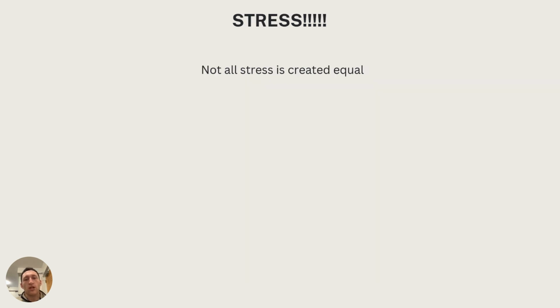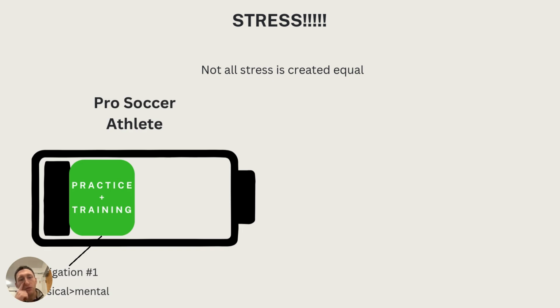But let's talk about stress and to understand that not all stress is created equal. Let's take an example of a pro soccer athlete. Obligation number one for them is going to be their practice and training. That's why they're there. They're there to enhance their skill. That's their day job. That's obligation number one. And it's going to typically take on more of a physical than a mental load. Obviously, there's a mental aspect to everything, but it's important to understand that it's primarily physical.